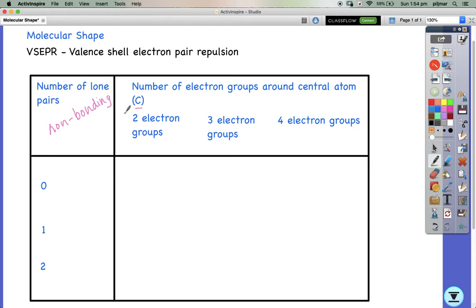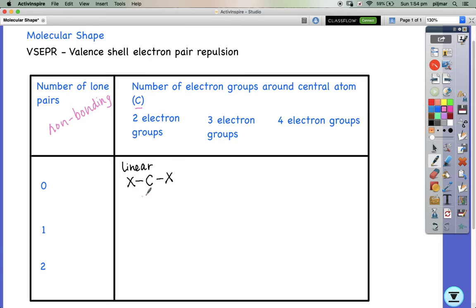So we're going to look at what the molecular shape of a molecule is going to look like when it has 2 electron groups around the central atom, 3 electron groups around the central atom, and 4 electron groups around the central atom. The central atom is going to be denoted by the letter C, just for ease. If we look at a sample molecule that has 2 electron groups around it, bearing in mind the number of lone pairs is 0, so all of the electron groups are involved in bonding, it is always going to have a linear shape.